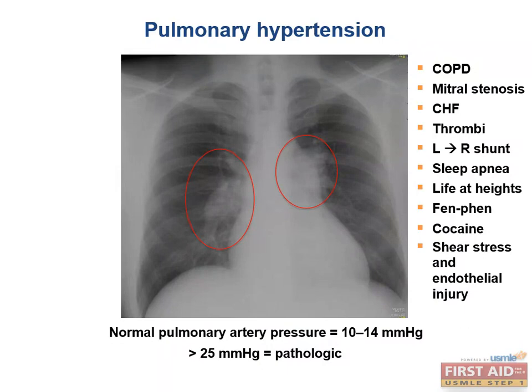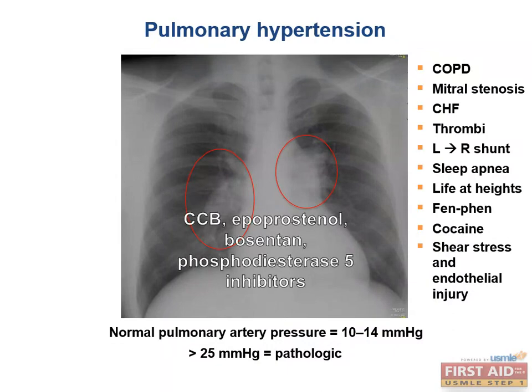Well, first you try to take care of any of the underlying secondary causes. Other treatments that you may have learned about include calcium channel blockers, epoprostenol, which is a synthetic prostacyclin, bosentan, which is an endothelin receptor antagonist you'll hear more about later in the pharmacology section, and phosphodiesterase type 5 inhibitors like sildenafil, better known as Viagra.